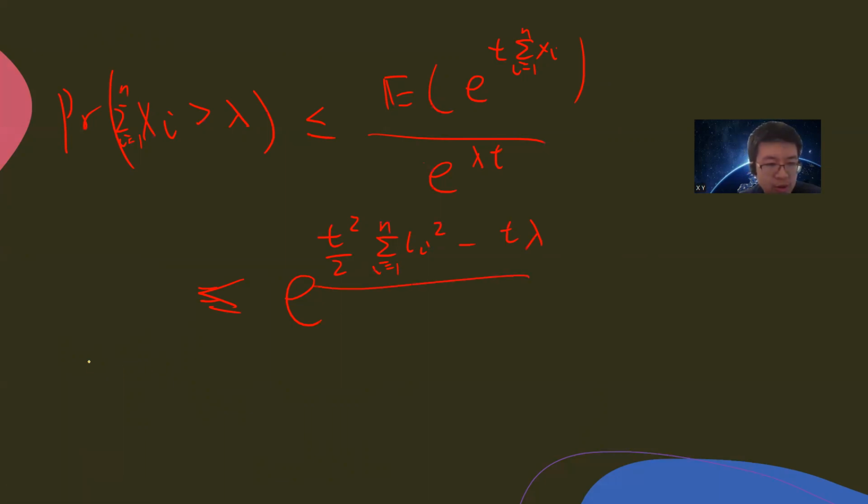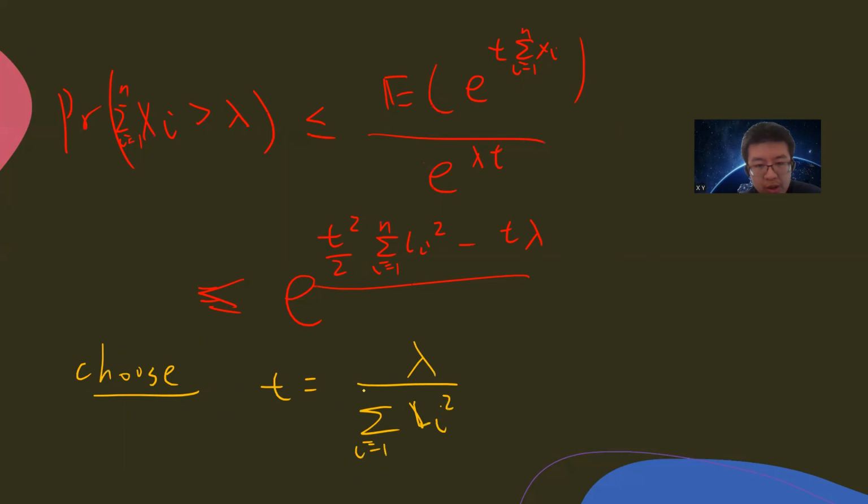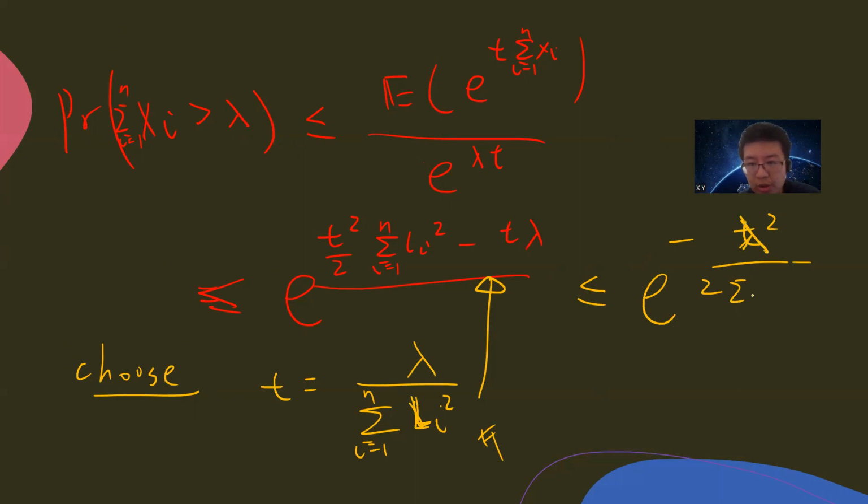Then you just simply choose t. Up to now, I don't need to tell you how to do this, right? You just take a derivative with respect to t. So t equals lambda over the summation of li squared, i from 1 to n. Plug it in and it will give you the result. If you plug in, the final result you will get is exponential of minus lambda squared divided by 2 times the summation of li squared, i from 1 to n.